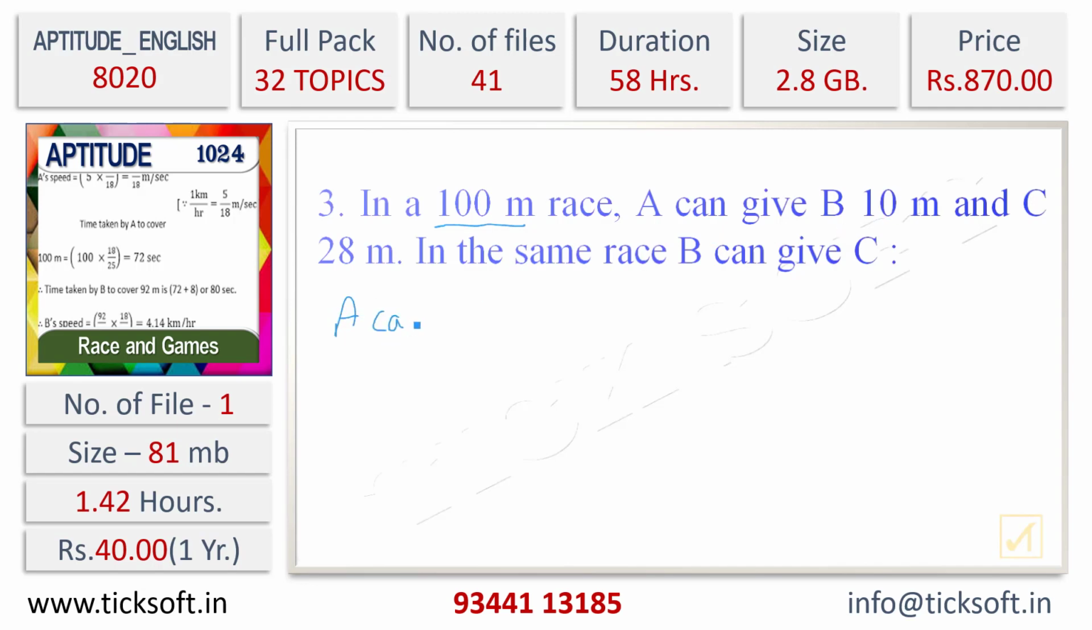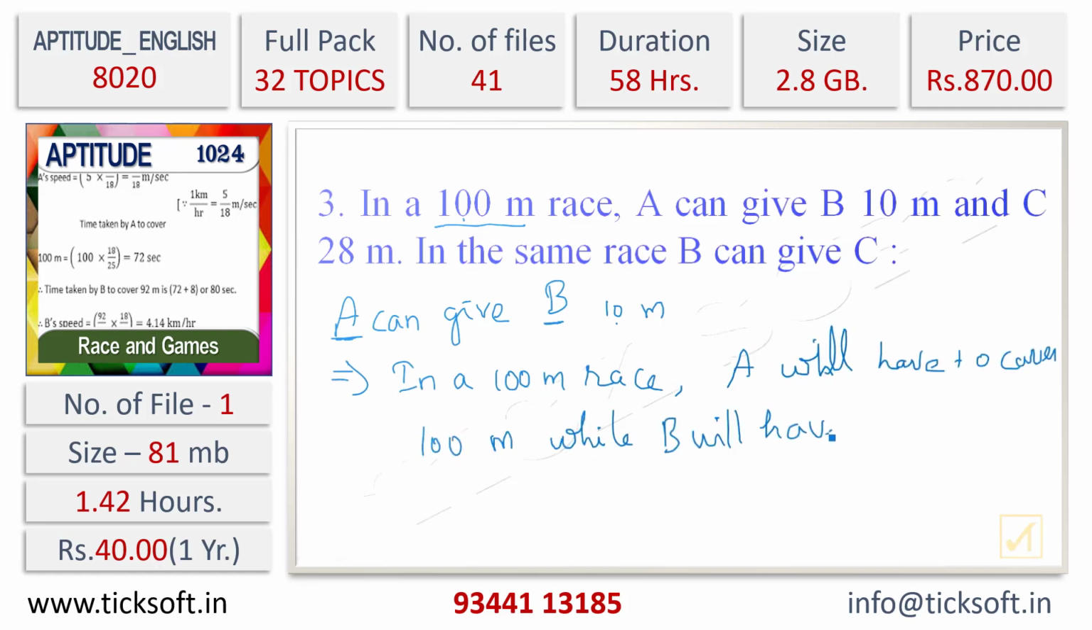So we are going to write down the interpretation of this statement, A can give B 10 meters. So what is that? This means in this 100-meter race, A will have to cover 100 meters while B will have to cover only the total 100 minus this 10, which is 90 meters. So 100 minus 10 will be equal to 90 meters.